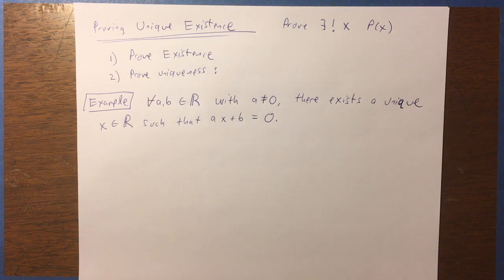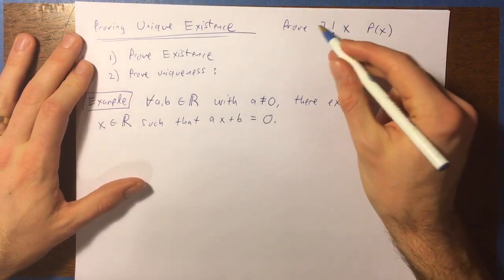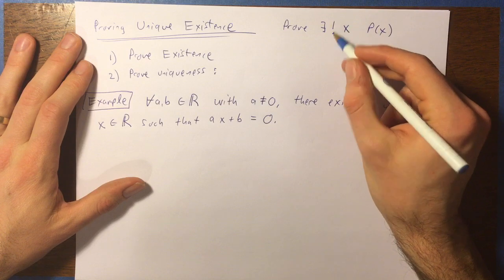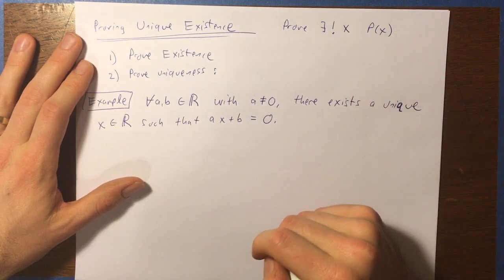When you prove existence, you're just proving that there exists at least one example or one case when the thing is satisfied. But uniqueness means it's the only one. So for any other element besides that, the statement will not be satisfied. When you're proving a unique existence, first of all, the notation is like this: there exists unique x, where the exclamation point means unique, such that p of x.